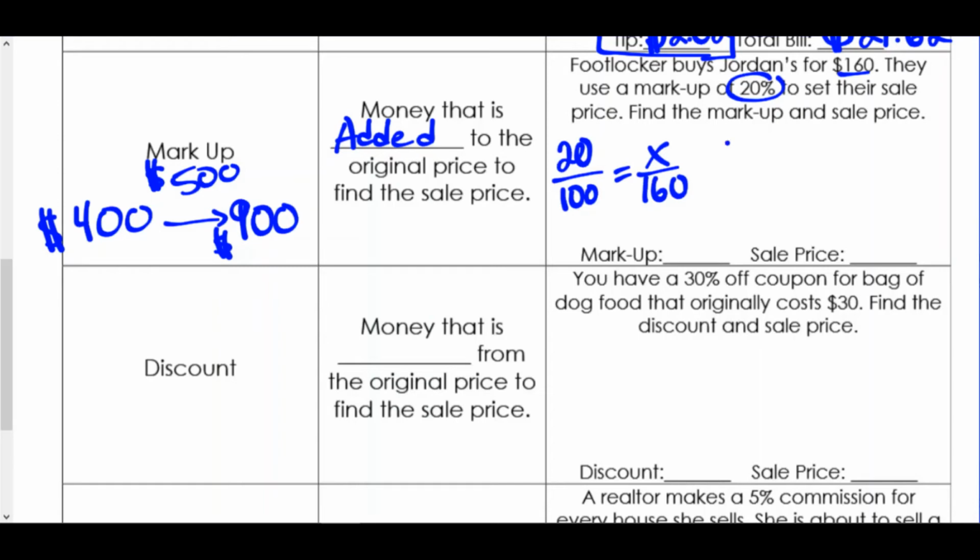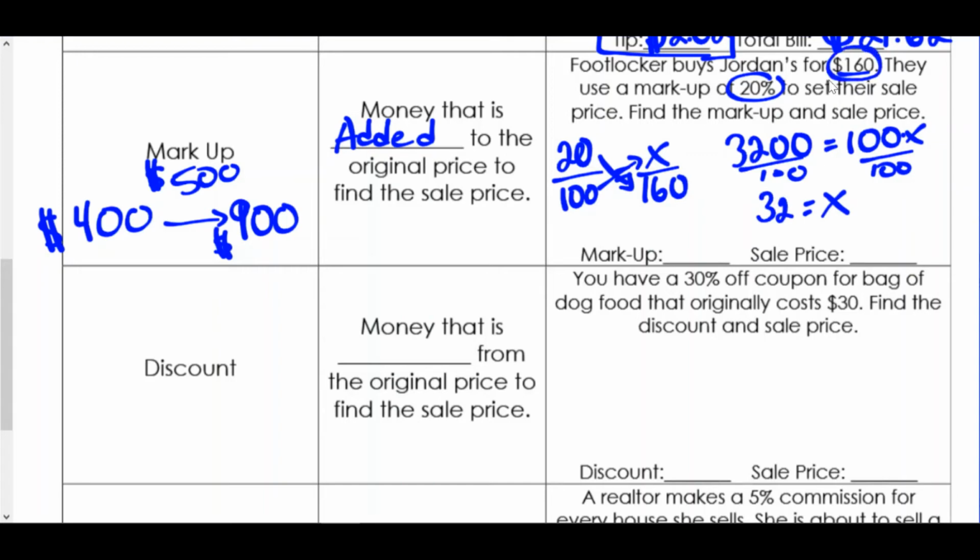So we can cross multiply. That would give us 3,200, and that equals 100x. One last step to cancel out this multiplying by 100, we divide by 100, and that tells us that x is 32. So that's the amount of profit that they're making on top of the $160 that they buy them for. They buy them for $160, they increase the price by $32, and they end up selling them for $192.